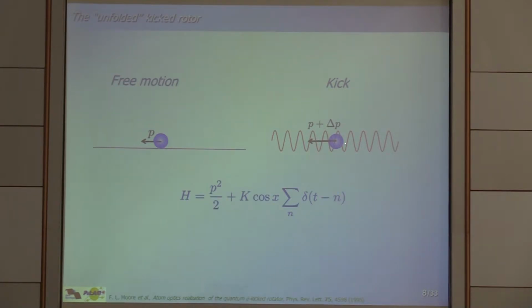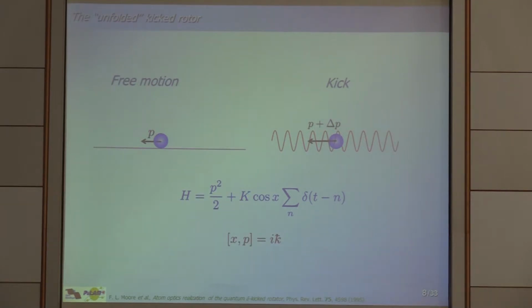So if you do something very simple, you put an atom, you let it in free motion, and then at some times you come with your standing wave to apply a kick to it. The standing wave is put on and off very quickly in order to create this potential. And if you write the corresponding Hamiltonian, it is exactly the same as the Hamiltonian of the kicked rotor. The difference is that now this is just linear momentum, and this is just space, but it's essentially the same thing.